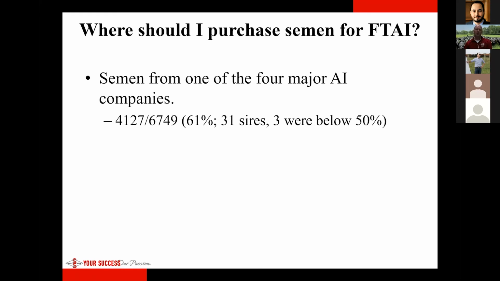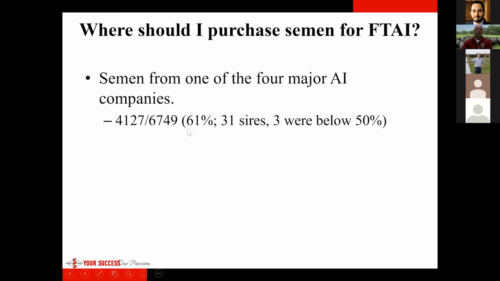At that time, there would be what I would call 4 major AI companies. With this field demonstration program, we had just over 6,700 breedings with semen from what I would say would be one of the 4 major AI companies that are under the National Association of Animal Breeders quality standards and semen quality parameters.